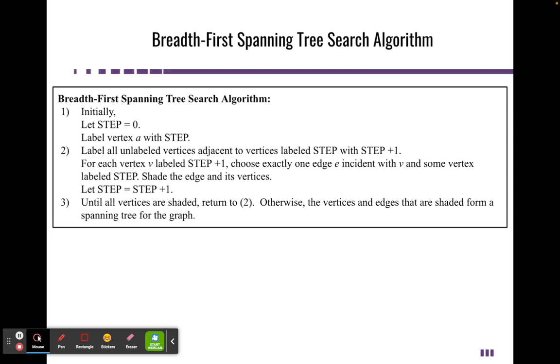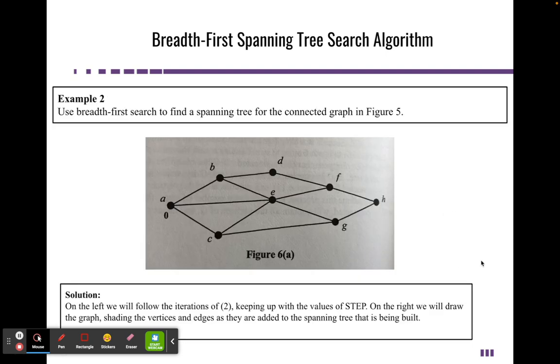So that's kind of confusing when you look at it. When we do the example, you're going to be like, oh, that makes perfect sense. Until all vertices are shaded, return to 2, and otherwise the vertices and edges that are shaded form a spanning tree for the graph. So let's take a look at what this looks like. All right, so here we go. Use breadth first search to find a spanning tree for the connected graph in 5.